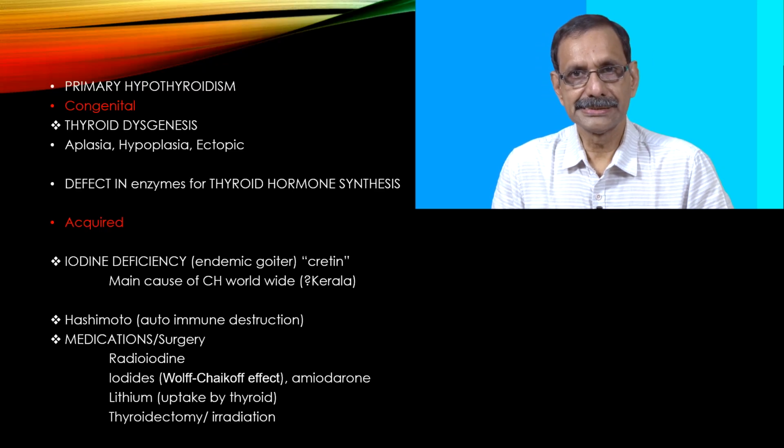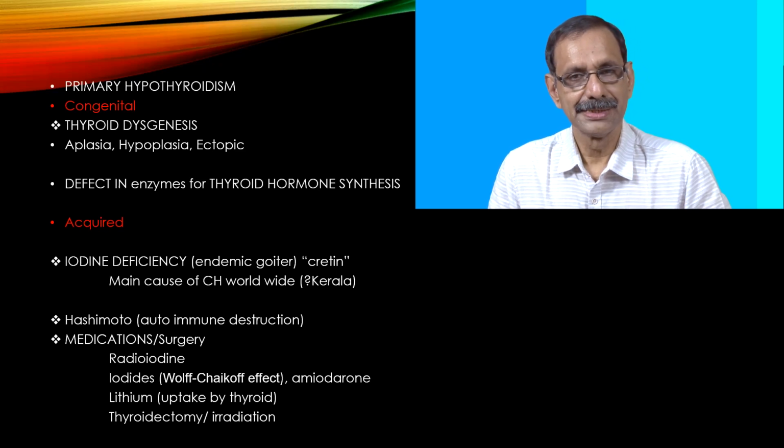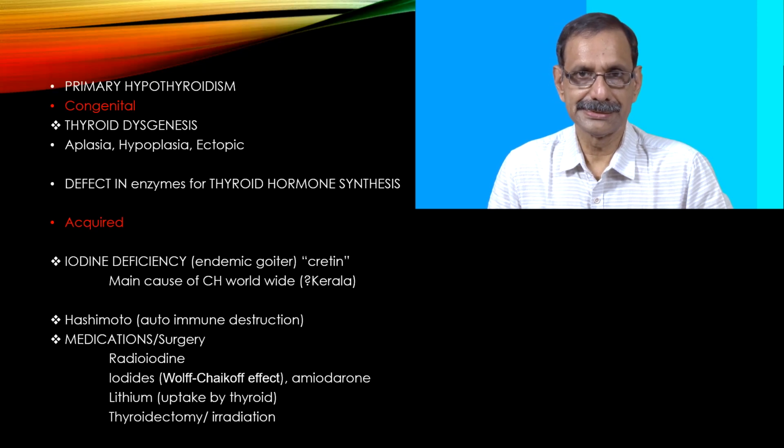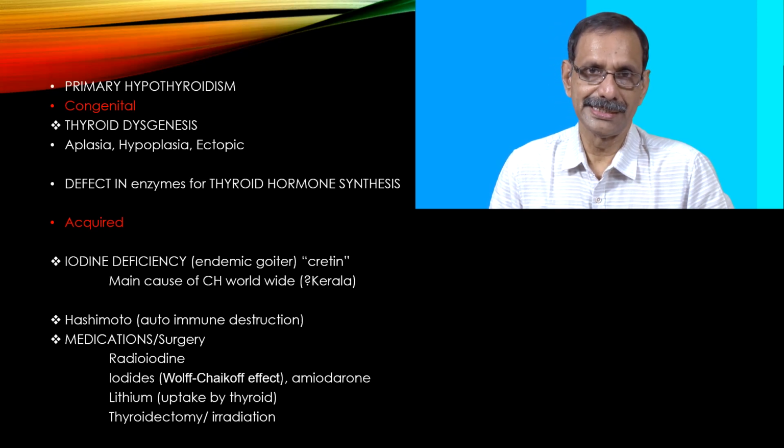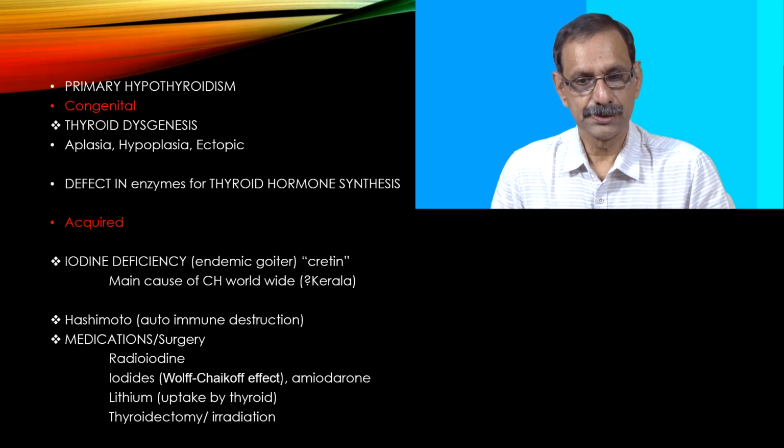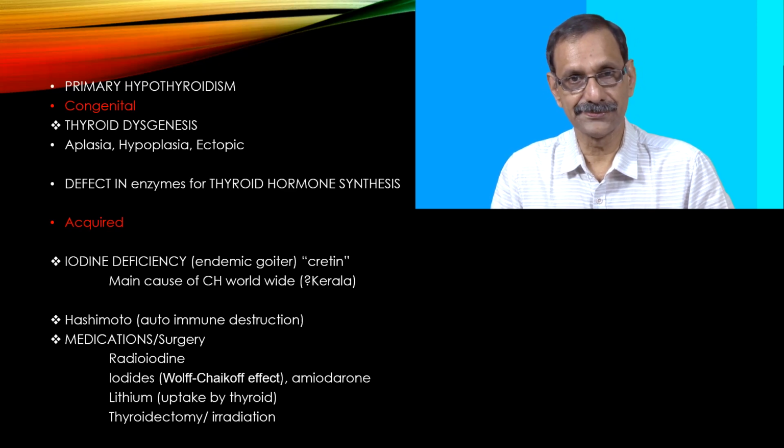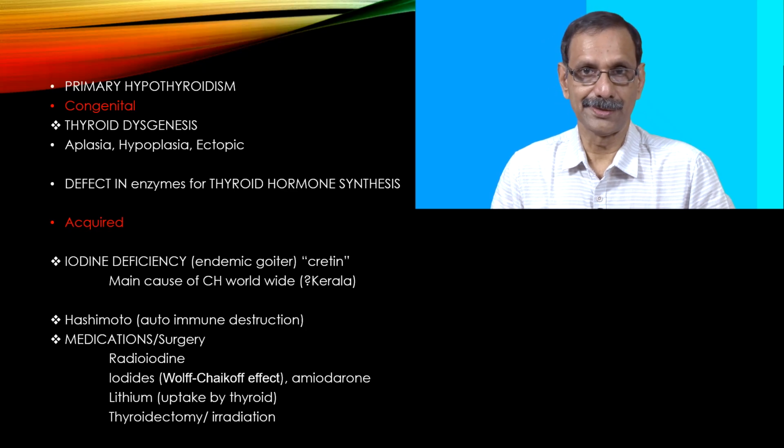Now we will discuss primary hypothyroidism, which means the defect is in the thyroid gland. It can be either inborn, that is congenital, or acquired after birth. So congenital means thyroid dysgenesis. That means the genesis of the thyroid is disrupted. So you have aplasia, total absence of the thyroid gland, hypoplasia, or an ectopic thyroid gland.